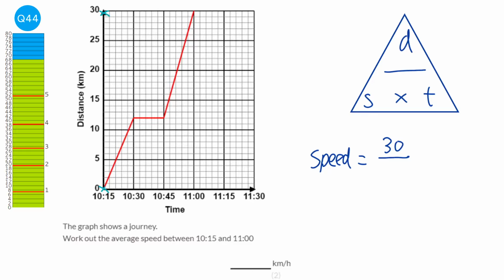The time starts at 10:15 and ends at 11. So that'll be 45 minutes, or, well, we should do it in hours, because the units we want are in hours. So it would be 0.75. So 30 divided by 3/4 would be 40. So it's going to be 40 kilometers per hour.